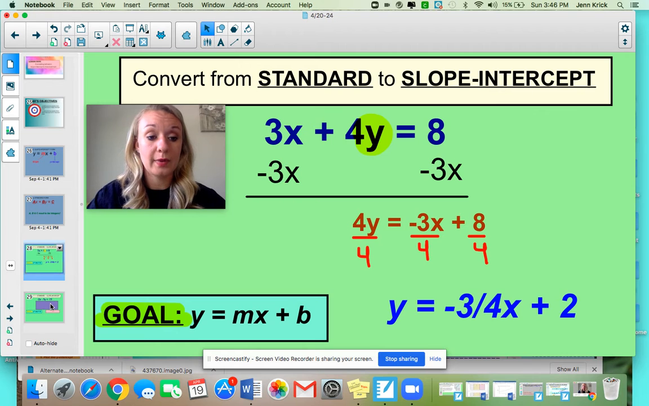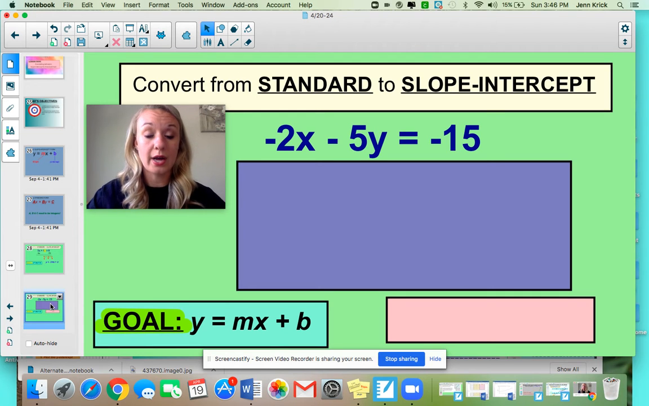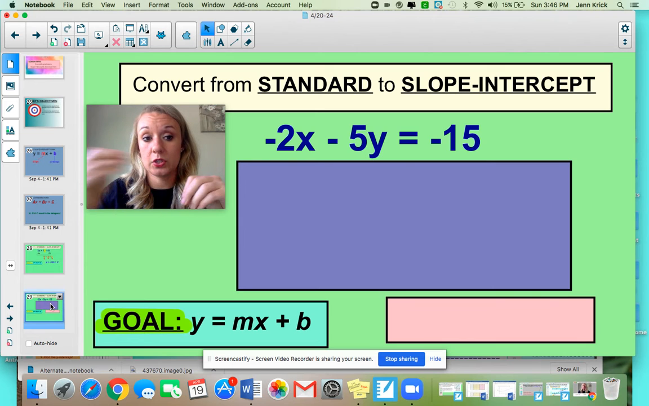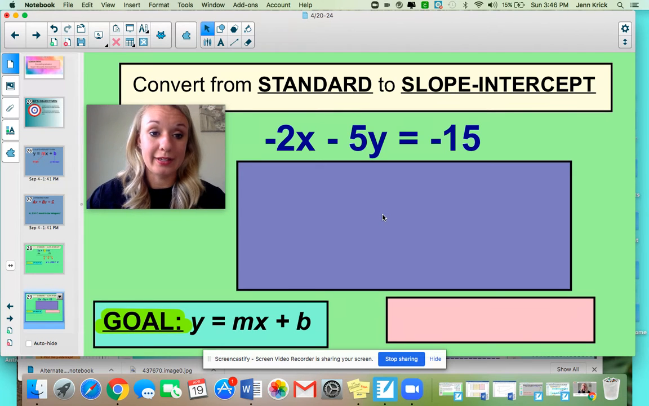Here we go. I'm going to have you guys, once you see this, go ahead and pause the video, and then you guys try converting from standard to slope-intercept form. Okay, so pause it and you guys try. All right, and here we go.